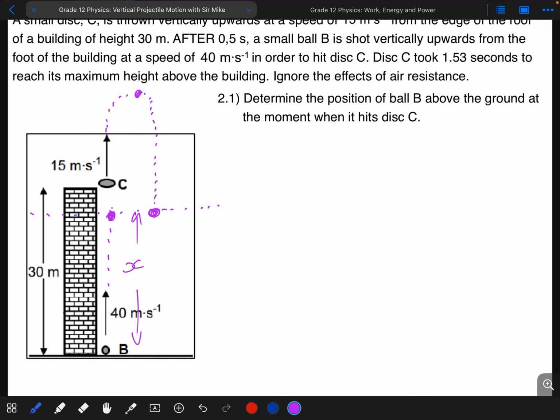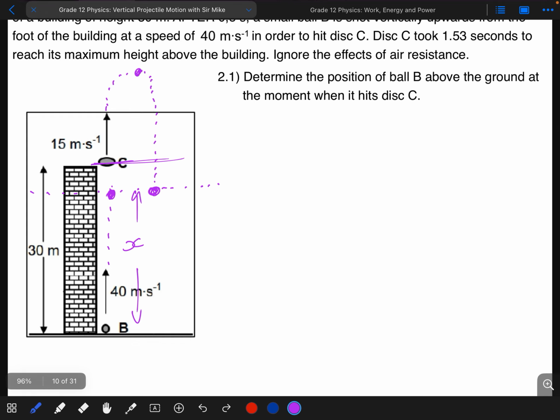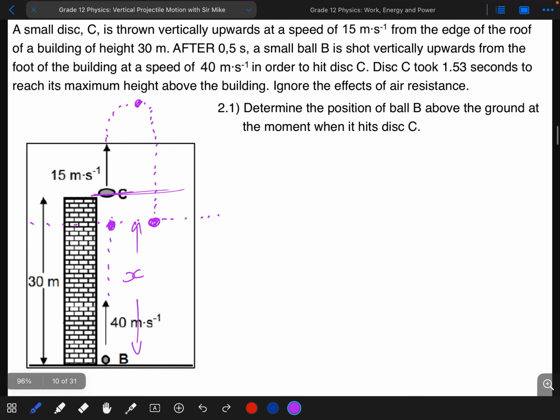So if they met above that building, what will simply happen is that the value of x would be greater than 30 meters. So what you simply do is do it the same way. Just assume that they passed each other below the building. If they did not, you simply find the value of x to be greater than 30.